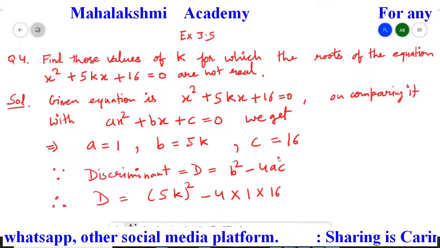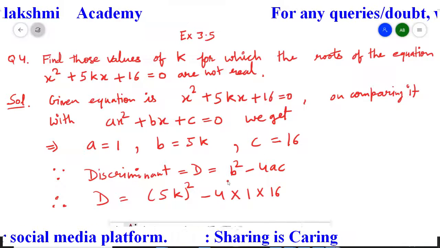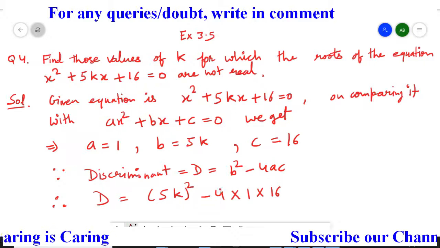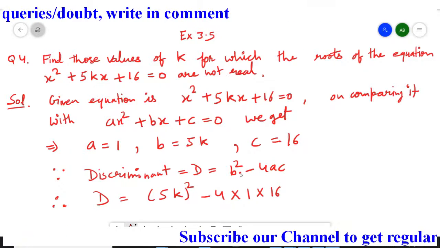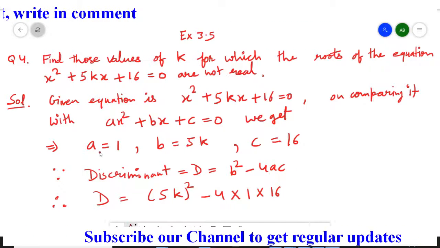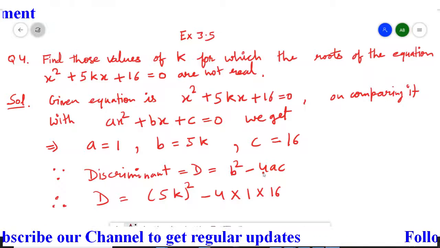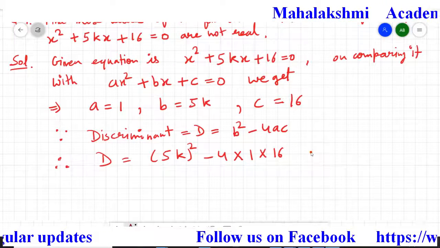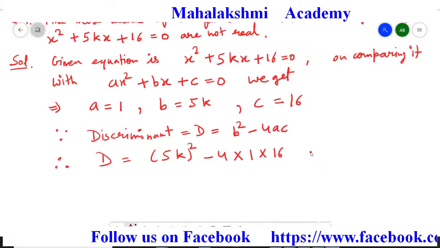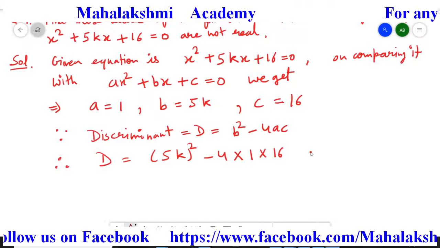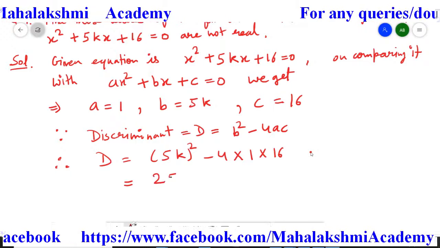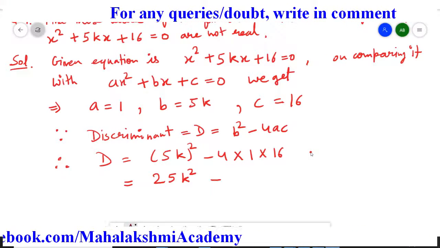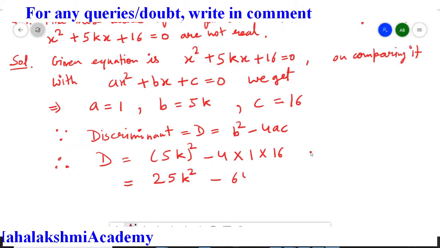So I hope it's clear to you. First I wrote the formula of the discriminant, that is D is equal to b square minus 4ac. Now b is 5k and a and c are 1 and 16, and there is no symbol, which means they are in multiplication. So first we'll calculate the discriminant and then we'll put the condition for no real roots. When we calculate, we get 25k square, and here 4 ones are 4 and 16 fours are 64.